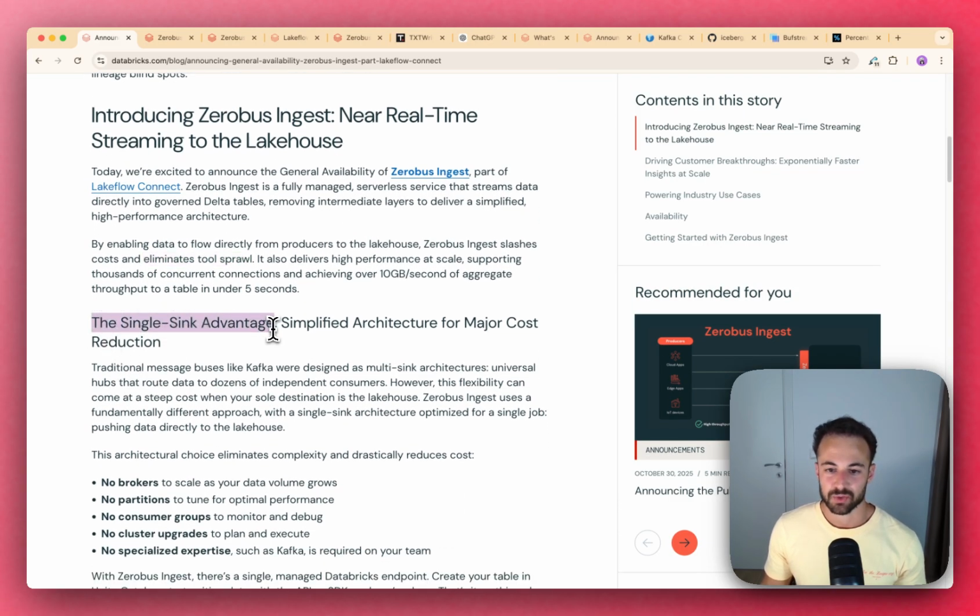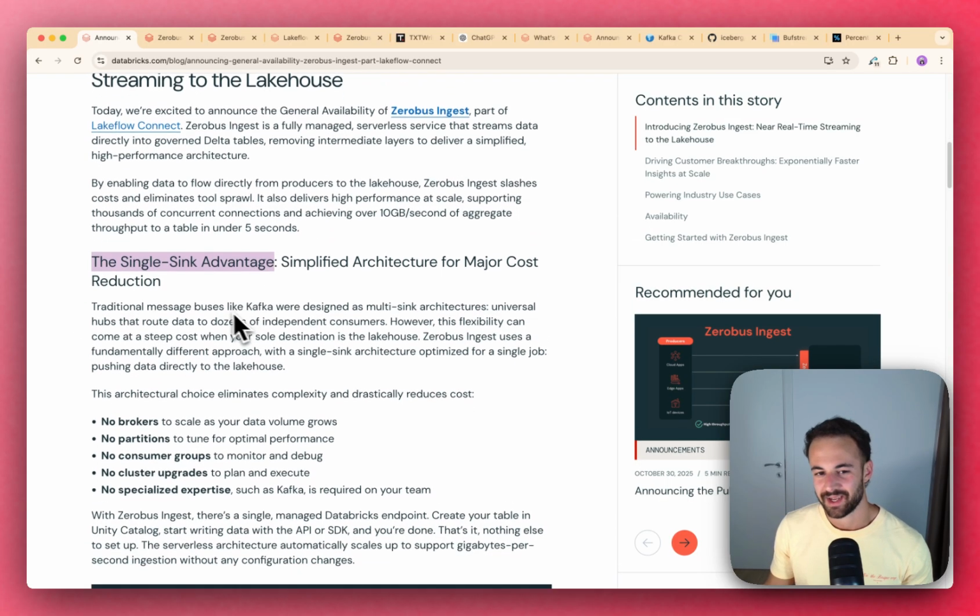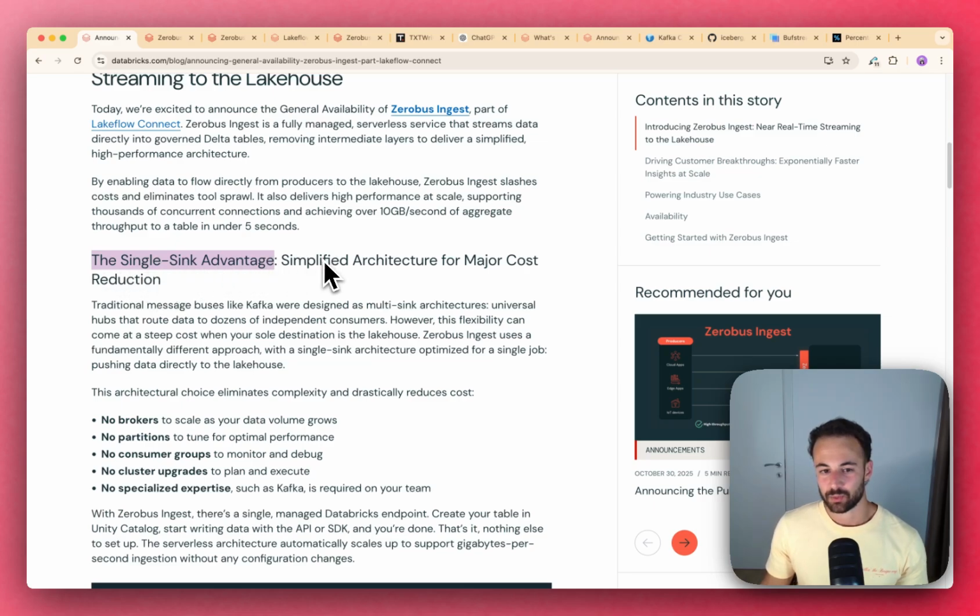The single sink advantage, simplified architecture for major cost reduction. This kind of reads like a Gemini-generated blog post, by the way. I wonder if they used AI to write this. But the single sink advantage, let's see what it is. Traditional message buses like Kafka were designed as multi-sink architectures. That's super correct. Universal hubs that route data to dozens of independent consumers. However, this flexibility can come at a steep cost when your sole destination is the Lakehouse. Zerobus Ingest uses a fundamentally different approach with a single sink architecture optimized for a single job, pushing data directly to the Lakehouse. Nice. This architectural choice eliminates complexity and drastically reduces costs.